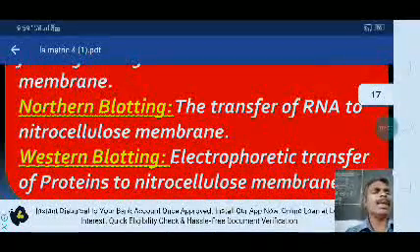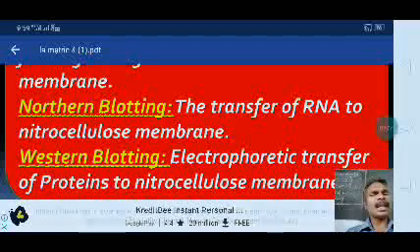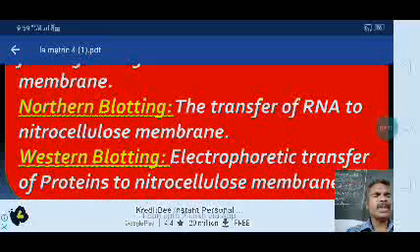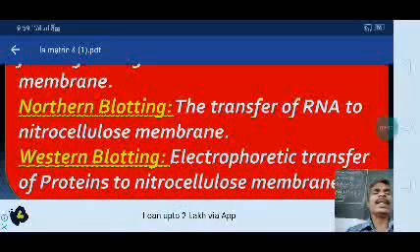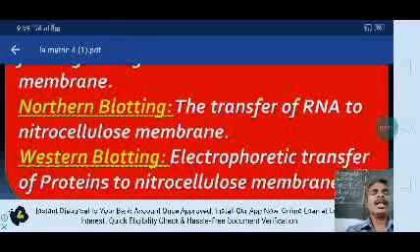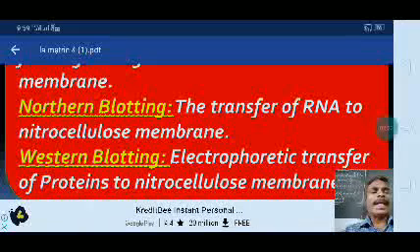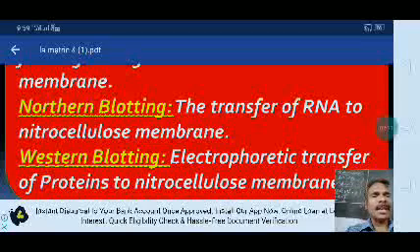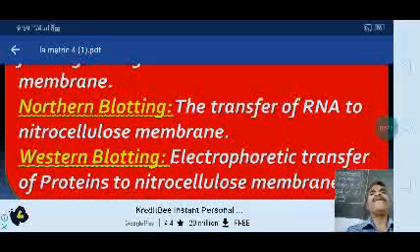The next one is Northern blotting. It is a simple concept. First one is transfer of DNA. The second one, Northern blotting, is the transfer of RNA to nitrocellulose membrane. Then the next one is Western blotting, which differs from these two: electrophoretic transfer of proteins. Transfer of protein to nitrocellulose membrane is called Western blotting.